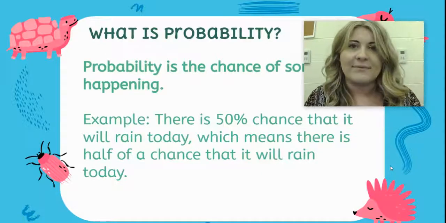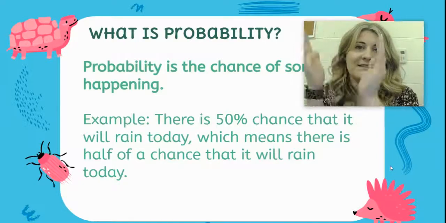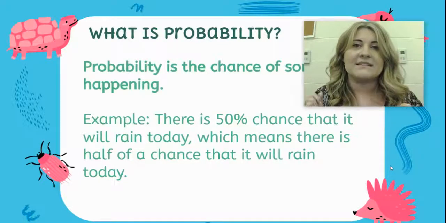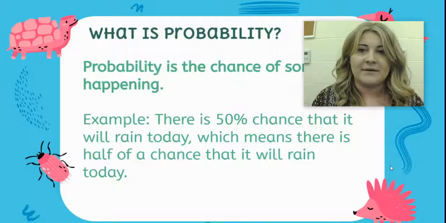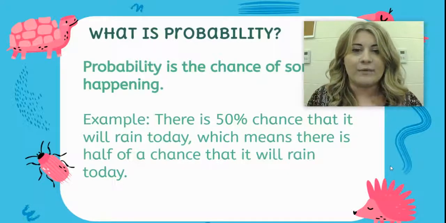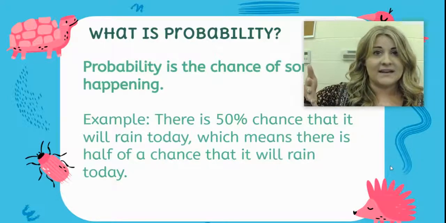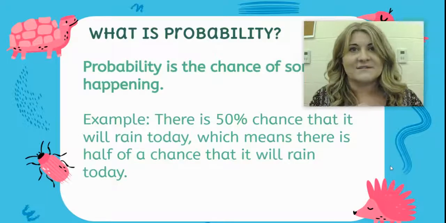I want you to kind of clap that out with me. Probability. Good. Probability is the chance of something happening. So for example, there is a 50% chance that it will rain today. So that means that there's a half chance that it could rain or it could not today. So probability are the chances of something happening.